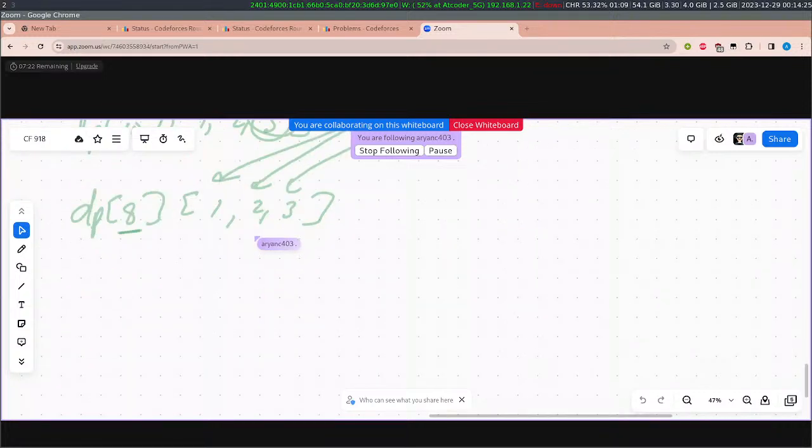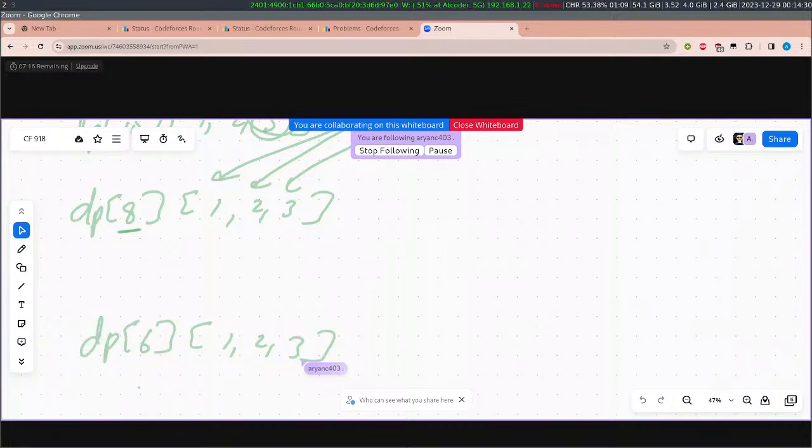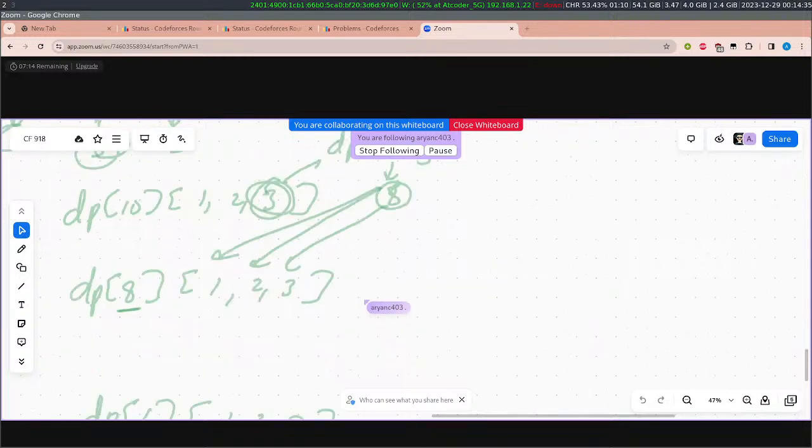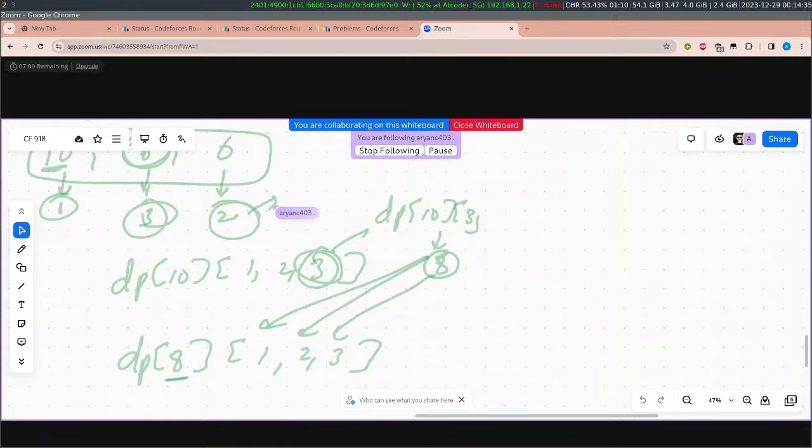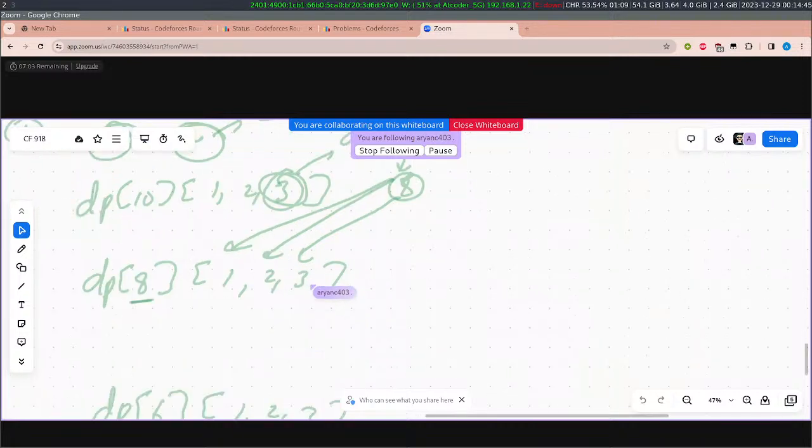And once you have calculated DP 8, 1, 2, 3, if you want to calculate DP 6, 1, 2, 3, the way would be that you will have to go to 2 first, using a bike with slowness either 8 or 10, purchase a bike with slowness 6, and then go to all the other nodes from there.